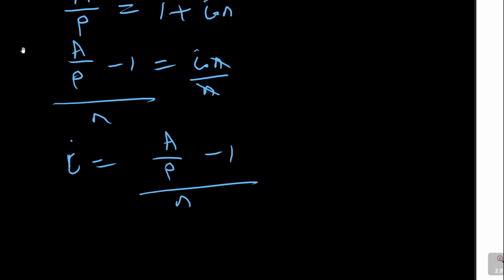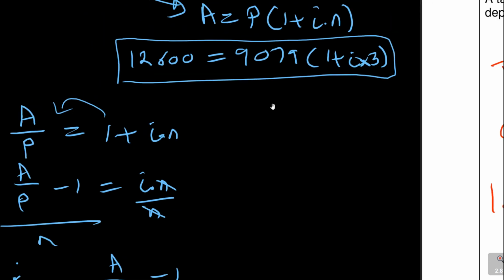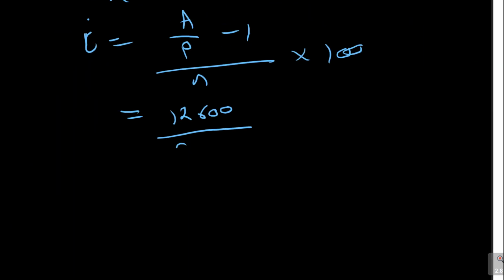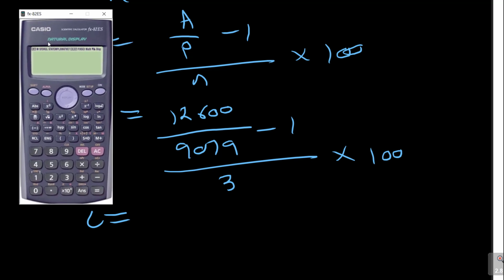And then we said when you get that answer, you multiply by 100. Check your A now: 12,600. 12,600 over P, which is 9,079, and then minus 1, over n, which is 3 years. You multiply that by 100. Your calculator, guys, does this. It can just give you the final answer, trust me. Your calculator is empowered just to give you the final answer. You don't have to stress and ask yourself what's happening, just put this in the calculator.